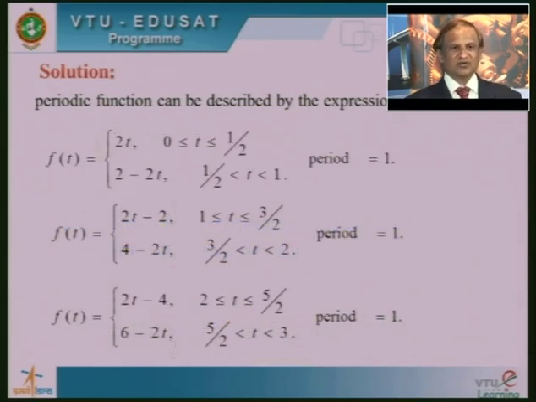How are you going to write it mathematically? You can write it in various forms. F of t is equal to 2t, where 0 is less than or equal to t is less than or equal to 1 by 2. Another line segment can be written as 2 minus 2t on the interval 1 by 2 to 1. One more triangle can be written as 2t minus 2 on the interval 1 to 3 by 2, and 4 minus 2t on 3 by 2 to 2. The last triangle can be written as 2t minus 4 on the interval 2 to 5 by 2, and 6 minus 2t on 5 by 2 to 3.